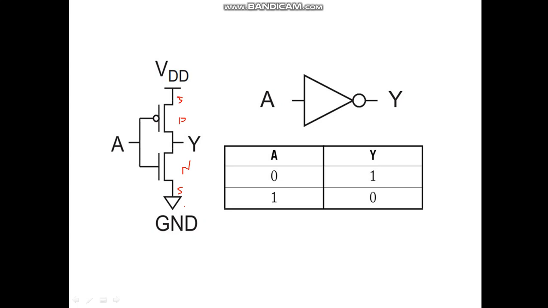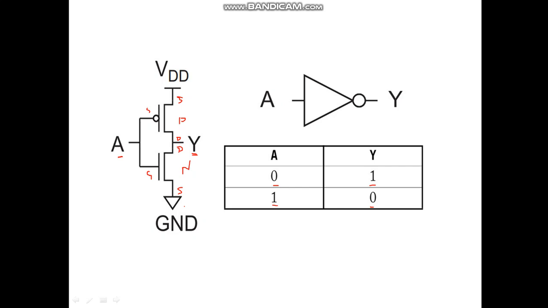to the VDD. The drain terminals of both the NMOS and PMOS are connected together, and here we will take the output Y. Similarly, the gate terminals of both the NMOS and PMOS are connected together, and here we will apply the input A. When the input A is 0, output Y is 1, and when input A is 1, output Y is 0. So this MOS circuit acts as a NOT gate.